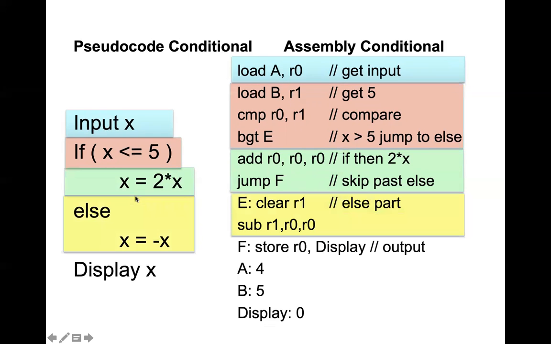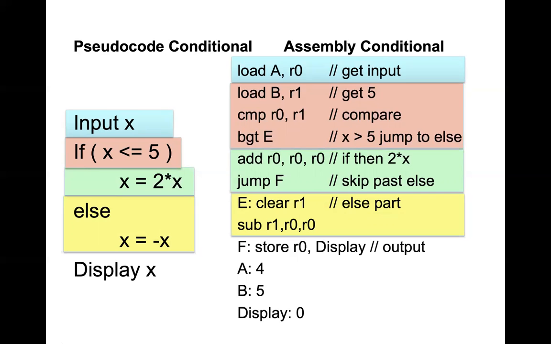So now let's look at the else branch. So we jump to this case, we jump to label E if X is greater than 5, which is exactly true when X fails to be less than or equal to 5. And here we're going to clear R1, and we have to understand what's going on here. So why did we load 0 into R1? Well, we did it because we don't have a negate instruction on the simple computer.